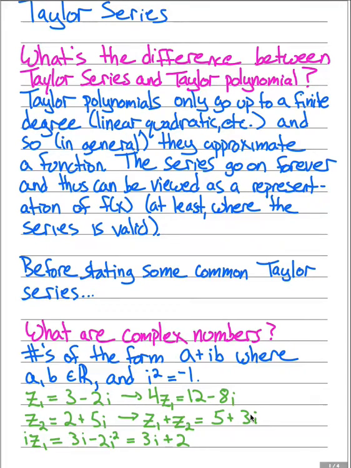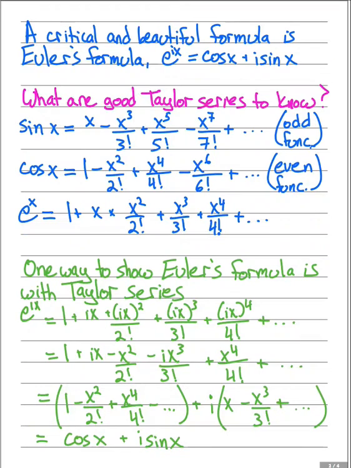You can also multiply. So let's say we take z1 and we multiply by i. That would be 3i minus 2i squared, but i squared is -1, so that would be 3i plus 2.